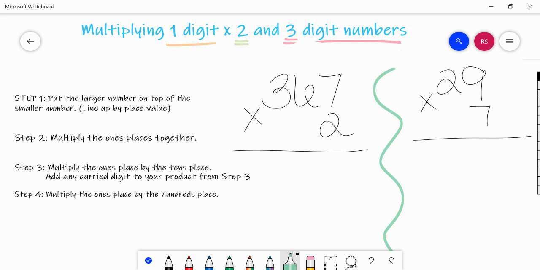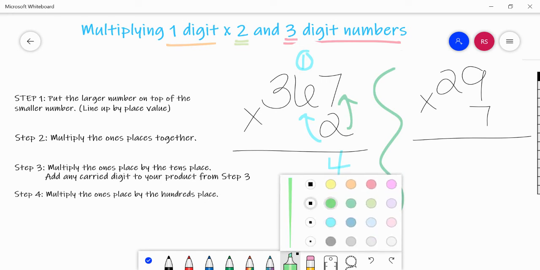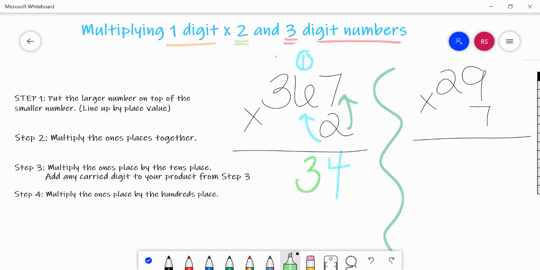All right, so you should have done these on your own. I'm just going to walk through how to do them and how you should have got your products. So for the first one, I would follow the steps. I would multiply 2 times 7. I knew that 2 times 7 is 14. So I'm going to bring the 4 down and I'm going to carry the 1 into the tens place. I'm then going to do 2 times 6. I know that 2 times 6 is 12, but I need to add that 1 that I carried. So 12 plus 1 more is 13. So I'm going to bring the 3 from the 13 down and carry the 1 into the hundreds place.